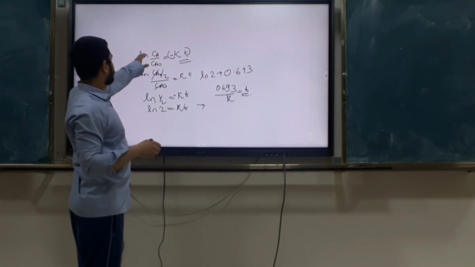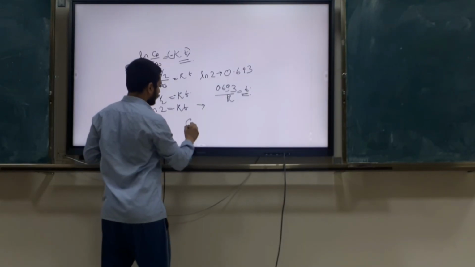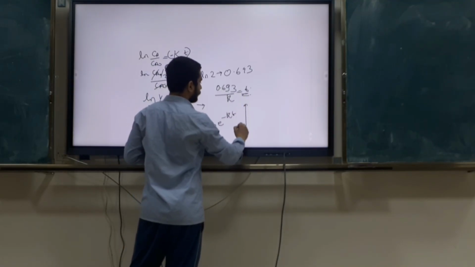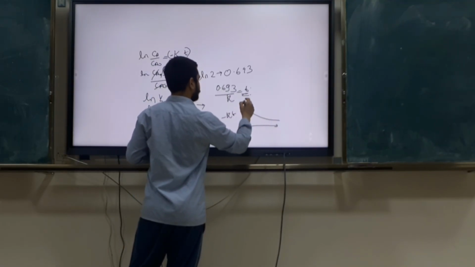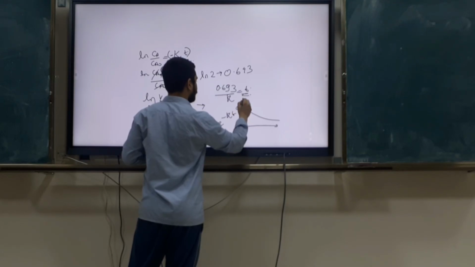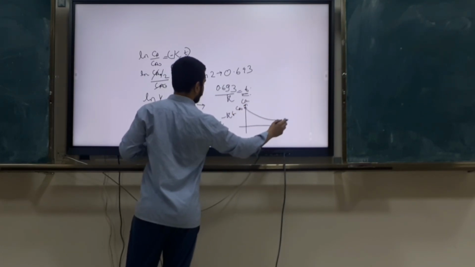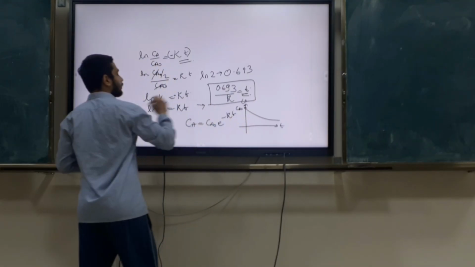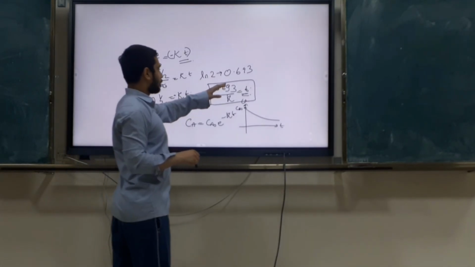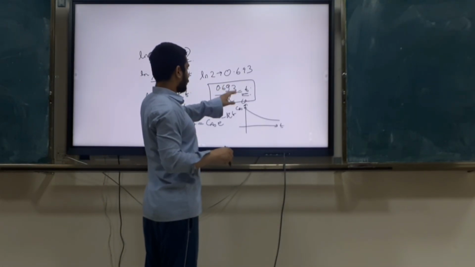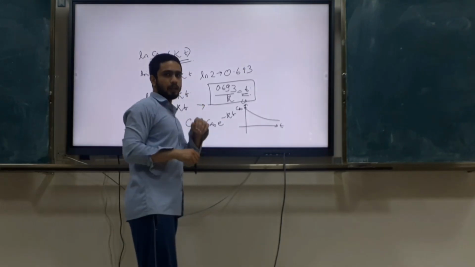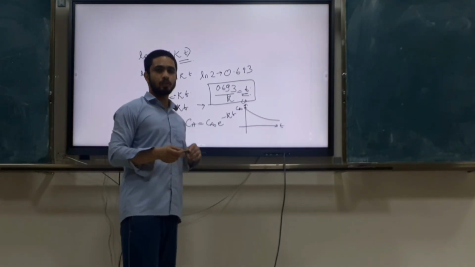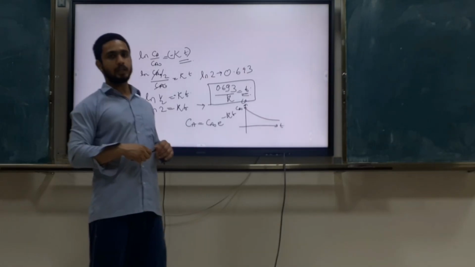So ln Ca by Ca naught is equal to minus Kt, so the equation is Ca is equal to Ca naught e to the power of minus Kt. The graph will be like this. At time t is equal to 0 it is Ca naught, and at time t is equal to infinity it is 0. This is the time it will take for the concentration to go from Ca naught to Ca naught by 2, 0.693 upon K. This is how we will solve the equation for the first order system reaction.